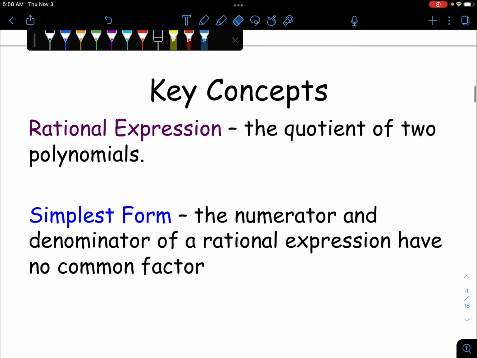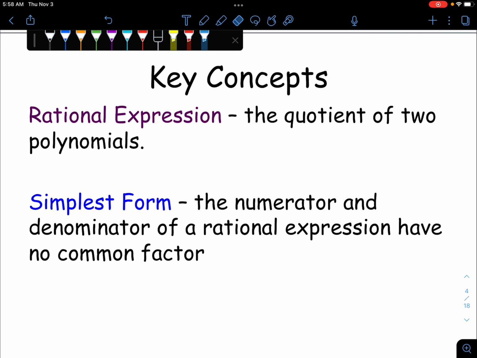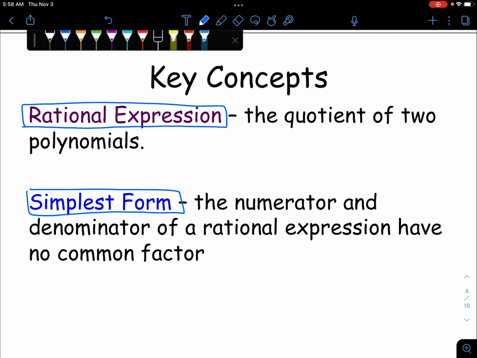Right, so here are the key concepts. Make sure you're writing this down. Rational expression in simplest form. Okay, let's start with a rational expression. It's the quotient of two polynomials. Quotient is the solution to division. And simplest form is when the numerator and denominator of a rational expression have no common factor.